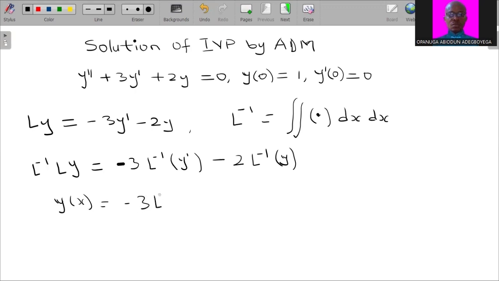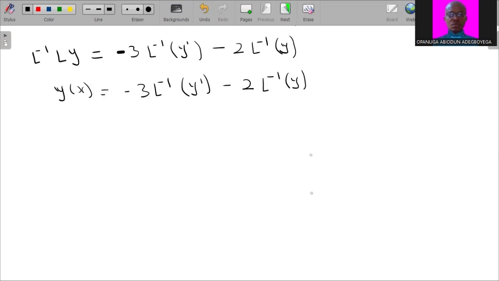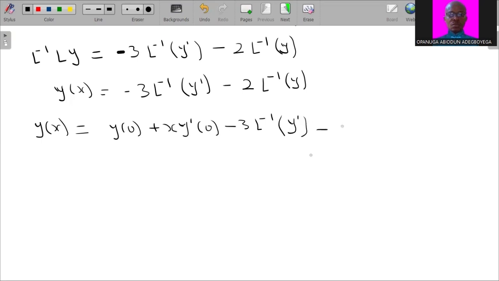Which results to negative 3 L inverse y prime minus 2 L inverse y. So at this point now, we want to apply the initial conditions y of 0 equal to 1 and y prime of 0 equal to 0. So applying the initial conditions, we are going to have y of 0 plus x y prime of 0 minus 3 L inverse y prime minus 2 L inverse y.